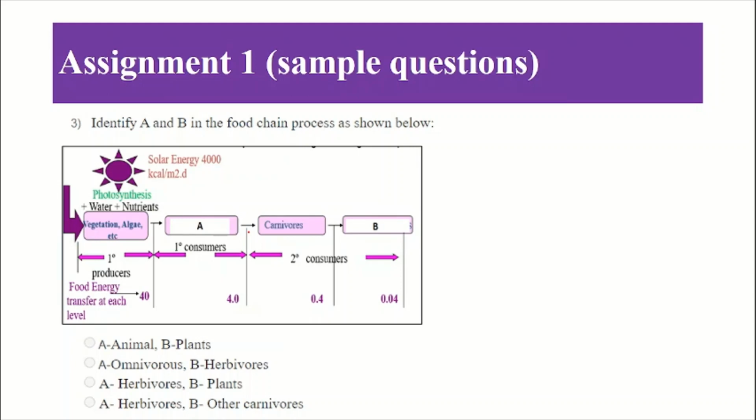Yes, correct. As you can see from the image itself, the energy from the sun is converted by the plants into food, which are primary producers. Then it is taken up by primary consumers, which will be herbivores. Then secondary consumers, carnivores, as well as the other carnivores. So the correct option is A are herbivores and B are other carnivores. Thank you.